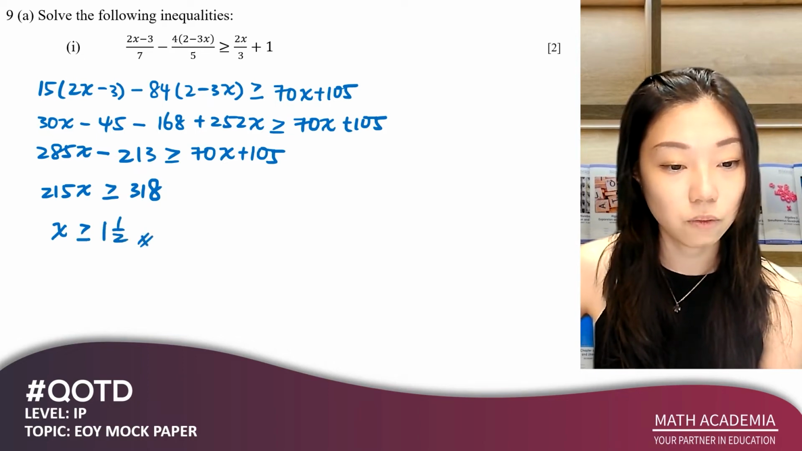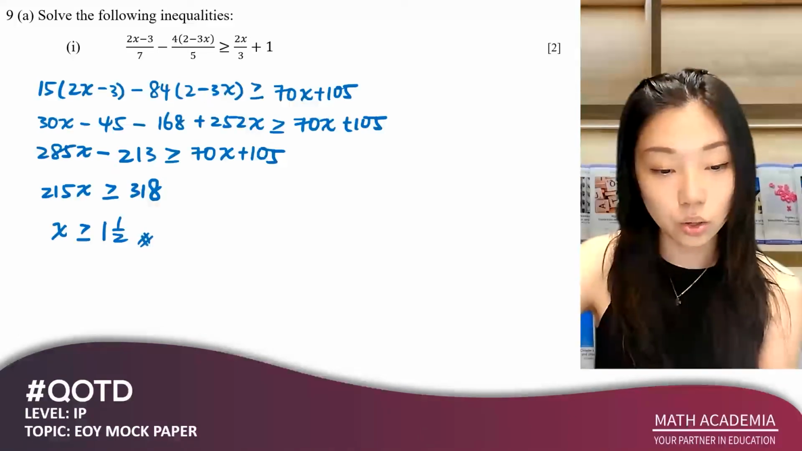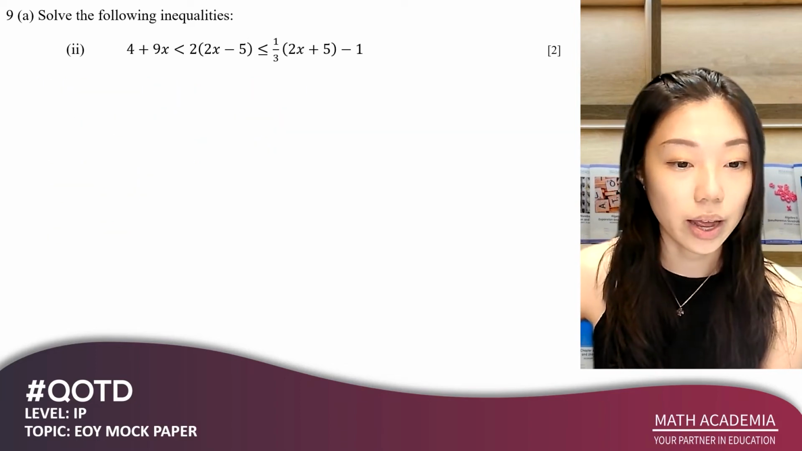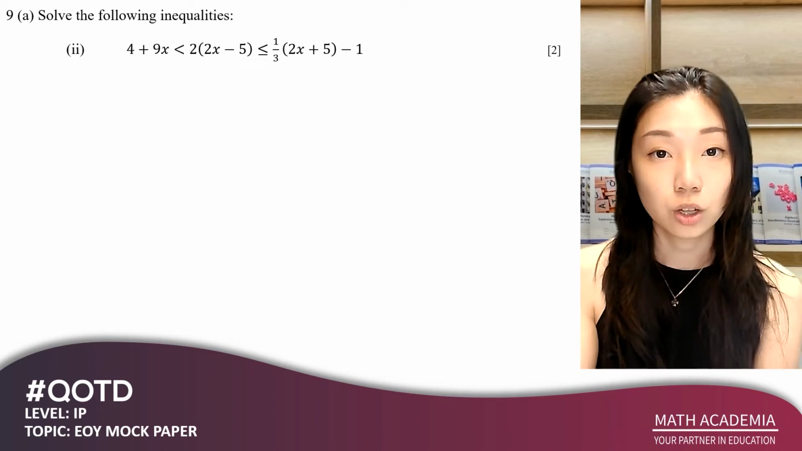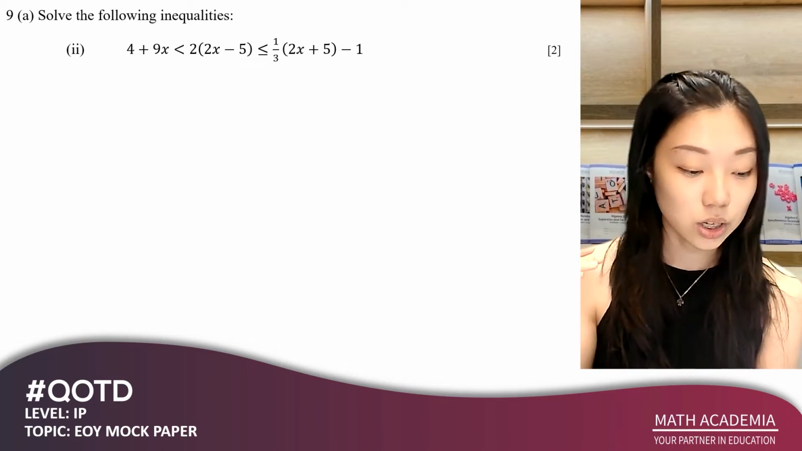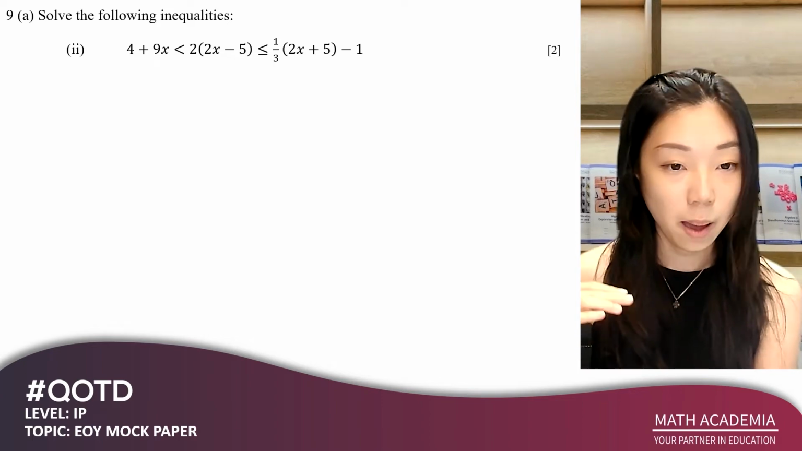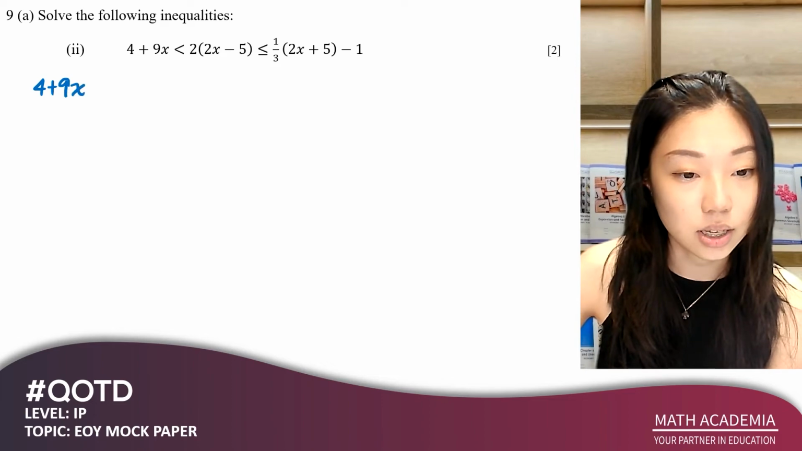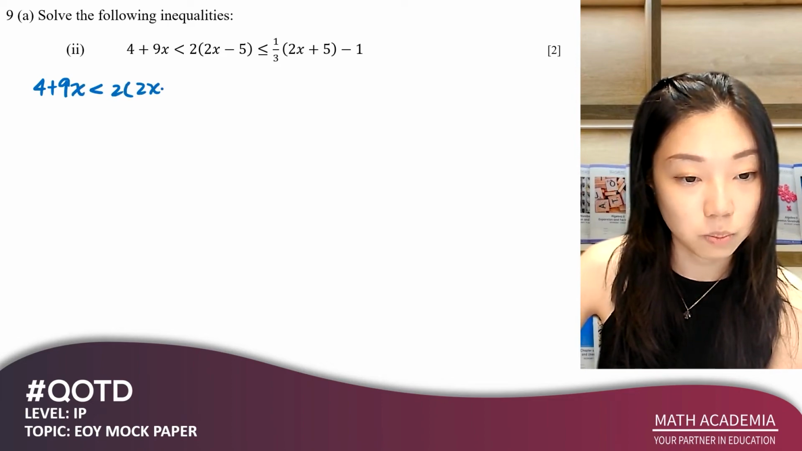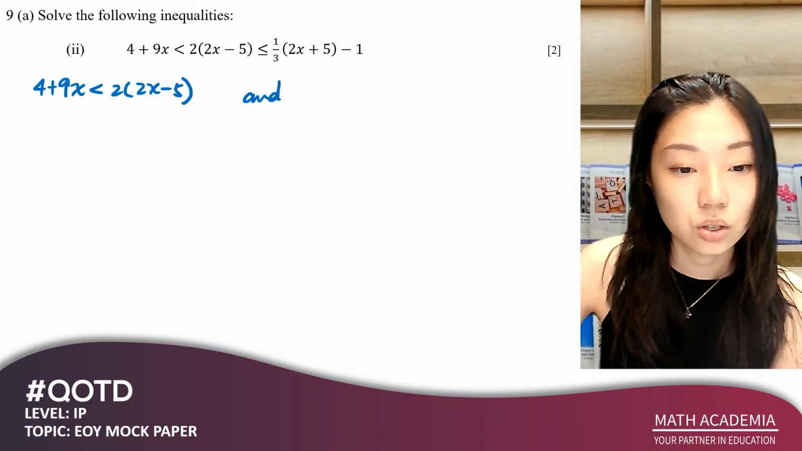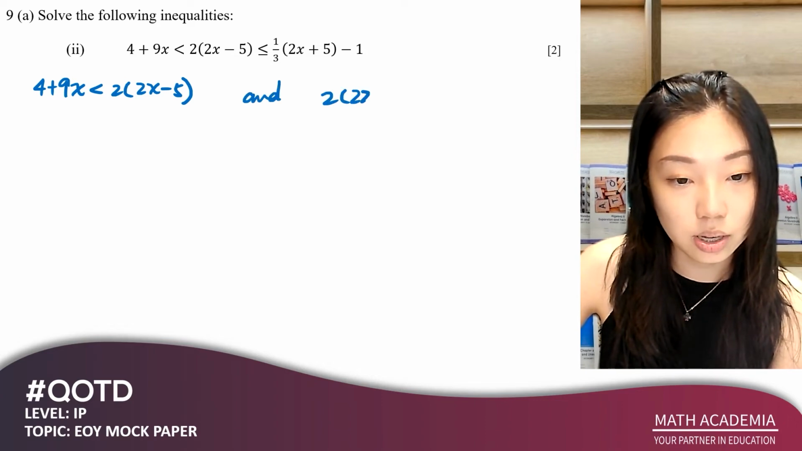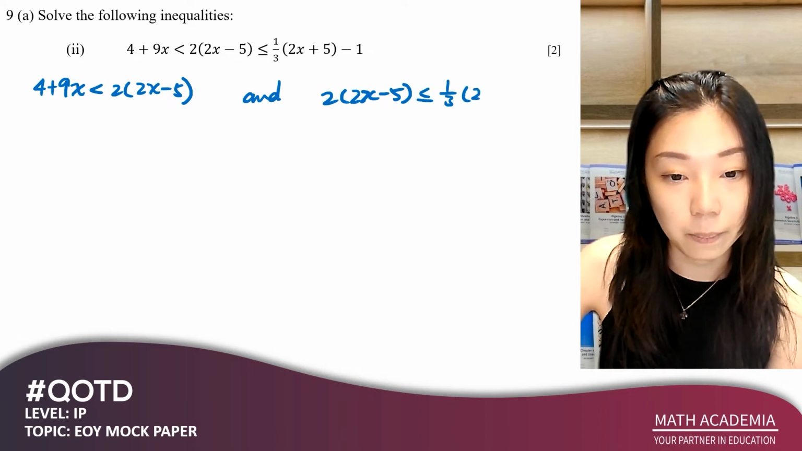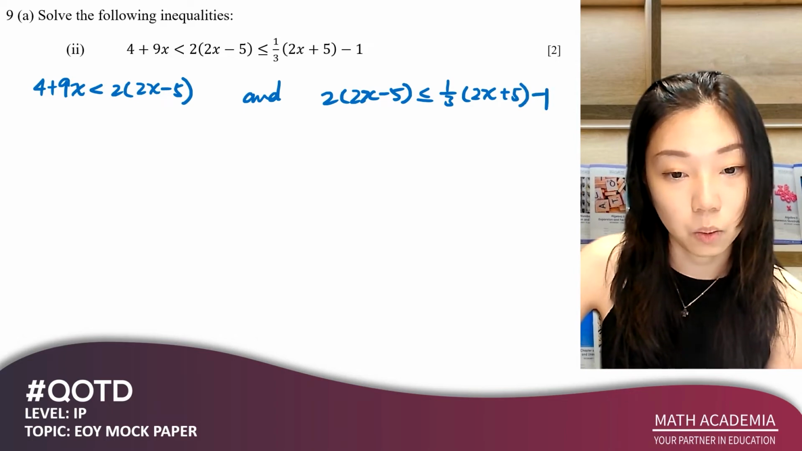Okay, which is my answer for question 9 part 1. Let's look at question 9 part 2, where I have something similar, but now I have two inequalities in one equation. So my first step would be to split my inequality. I have 4 plus 9x is less than 2 multiplied by 2x minus 5, and 2 multiplied by 2x minus 5 is less than or equal to 1 over 3 multiplied by 2x plus 5 minus 1.